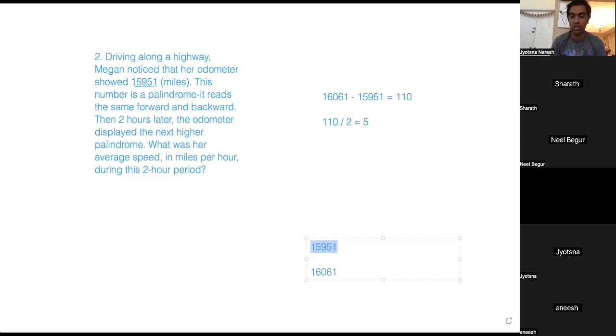So 16061 minus 15951 gives us 110. And since that took 2 hours to go this distance, the average speed is 110 divided by 2, which is 55. Any questions on this?